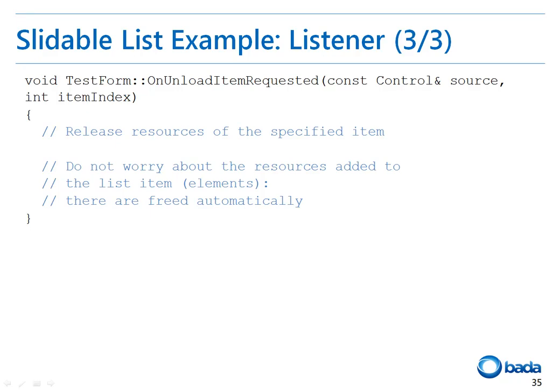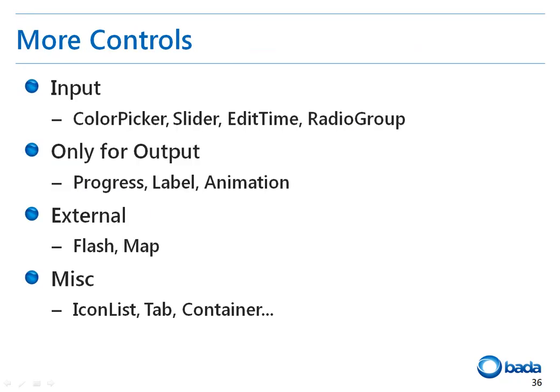In addition to the previous functions, the color picker, slider, edit time, and radio group controls are supported for inputs, and the progress, label, and animation controls are provided for outputs. Bada also provides external controls such as flash and map, which can be used in conjunction with other controls. Other controls provided include the icon list, tab, and container items.